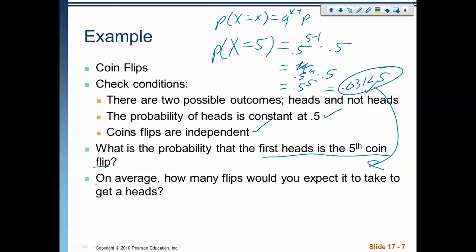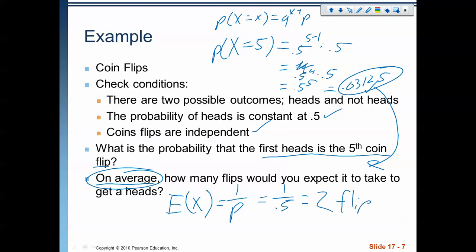So the next question, on average, how many flips would you expect it to take to get a heads? I want you to recognize that that term that says on average means find the expected value, right? Find the average, which we saw in the last slide is 1 over p for a geometric model. So therefore, this is 1 over 0.5, which is 2. So on average, we would need 2 flips to get a heads, which should make some sense, right?